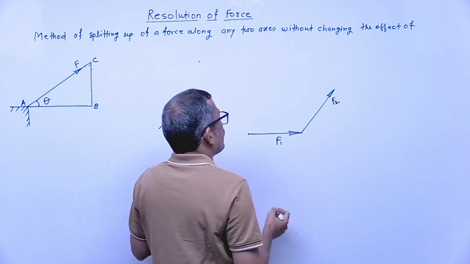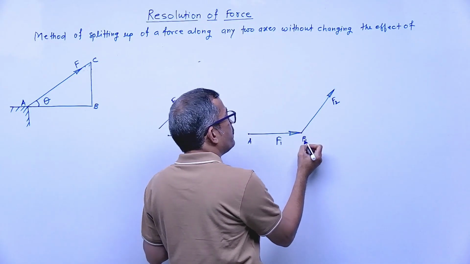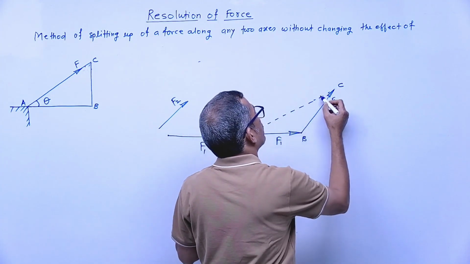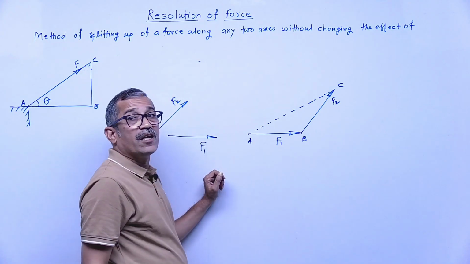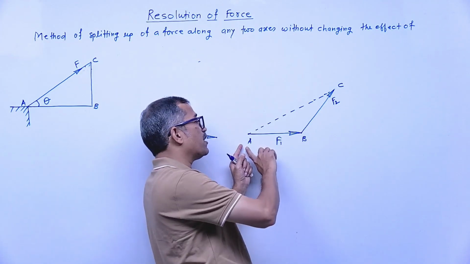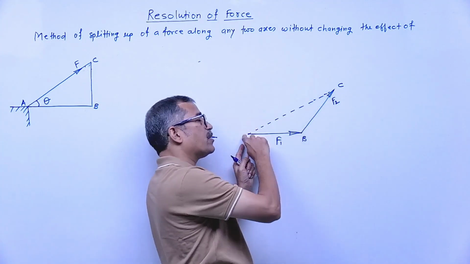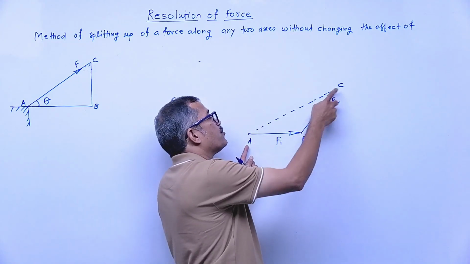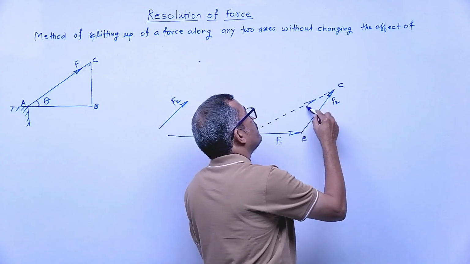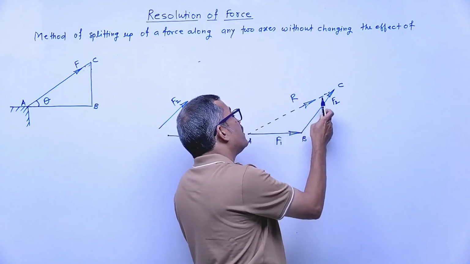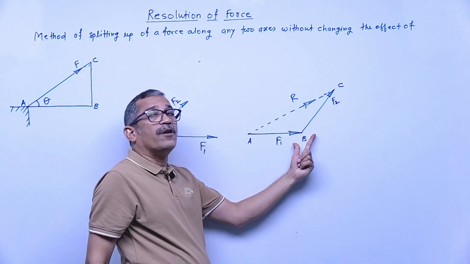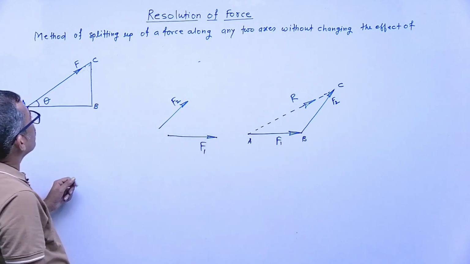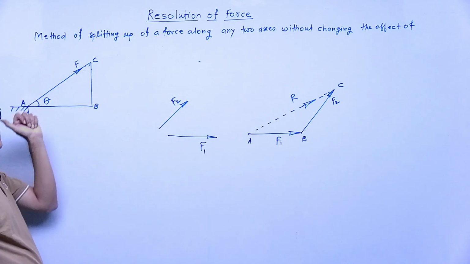F2. Now say this is A, this is B, this is C. The closing side of the triangle is AC. Same sense means what? A to B, B to C, C to A is same sense. Opposite sense means A to B and B to C, then AC represents the resultant of these two, or these two are components of this resultant. The same thing applies here: this force is given, which means the resultant is given.